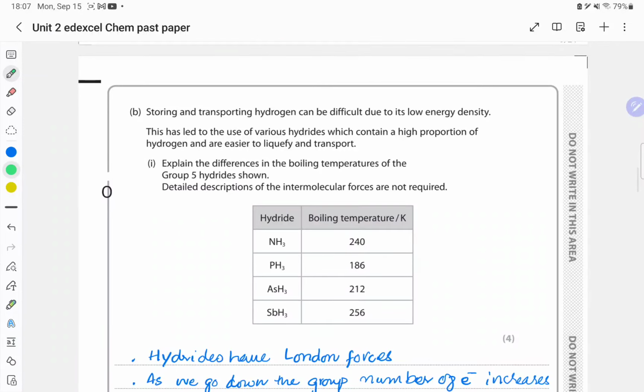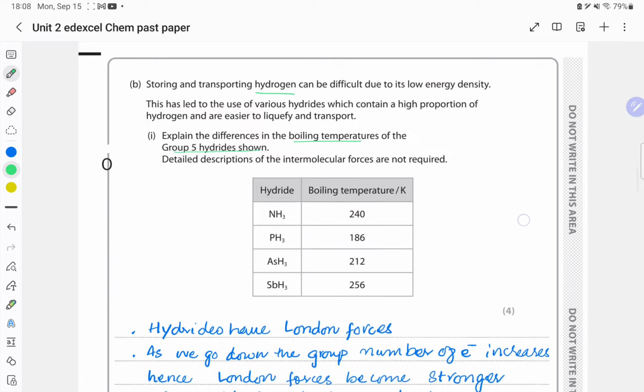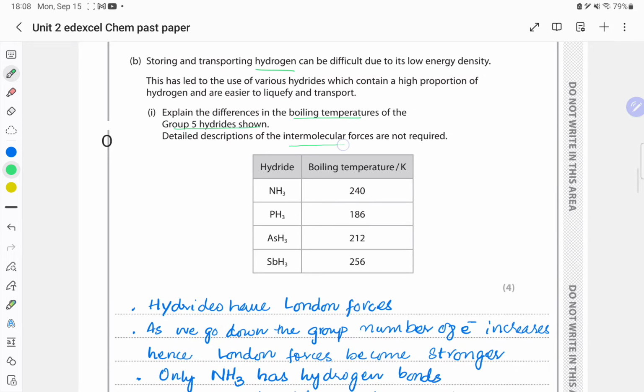Then we have part B of the same question. Storing and transporting hydrogen can be difficult due to its low energy density. This has led to the use of various hydrides, which contain a high proportion of hydrogen and are easier to liquefy and transport. Explain the difference in boiling temperature of group 5 hydrides; a detailed description of intermolecular forces is not required. That means you don't need to mention the intermolecular forces.